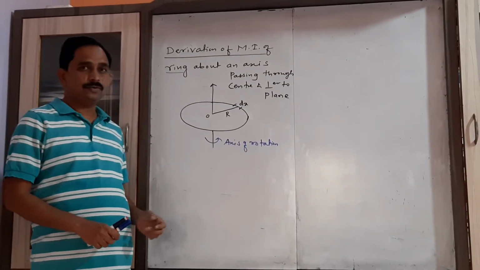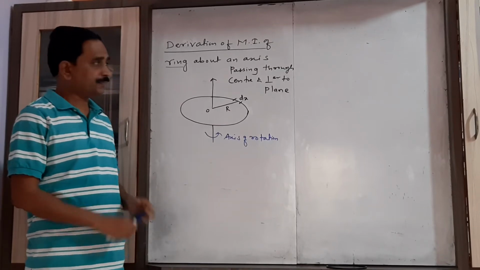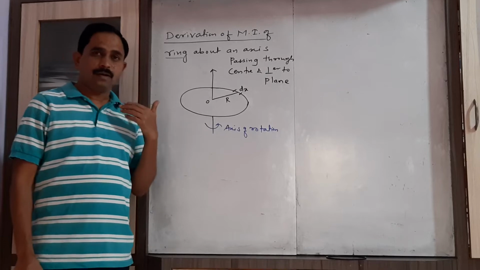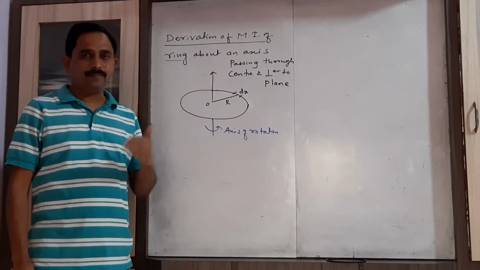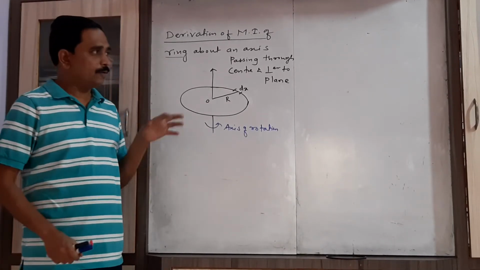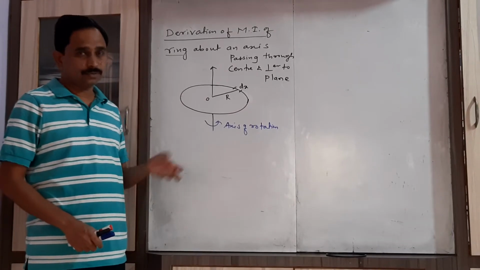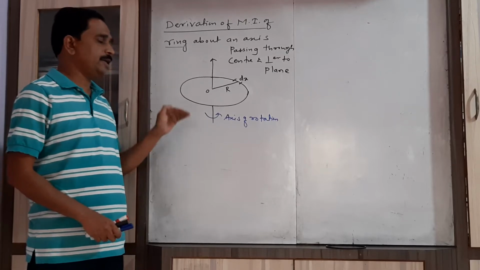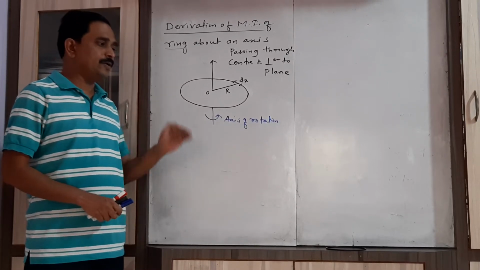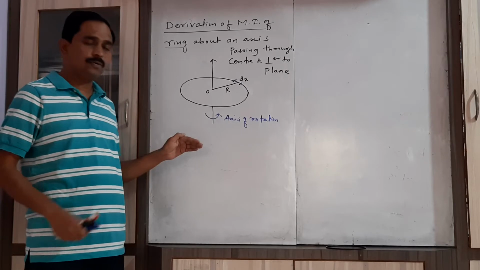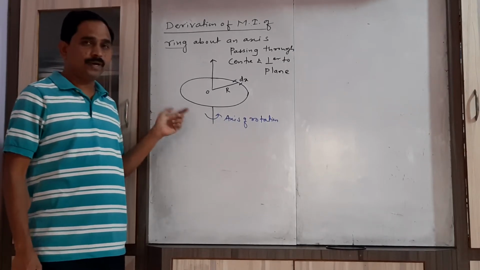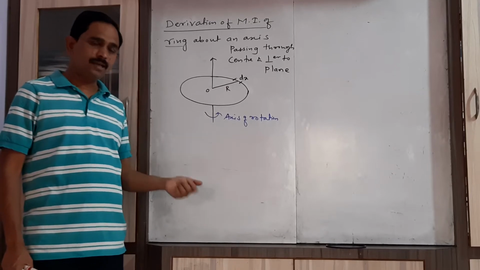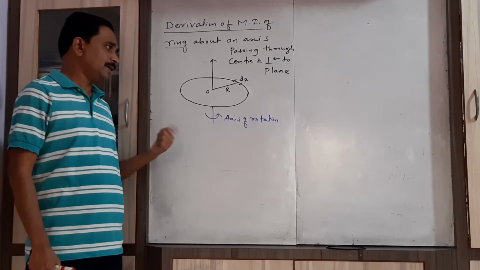In the previous video, I explained the two theorems related to the moment of inertia, that is the parallel axis theorem and perpendicular axis theorem. Now we have to apply those two theorems to find the moment of inertia of various objects. In our new textbook, we have to derive the formula for moment of inertia for two objects. The first one is a ring and the second one is the disk.